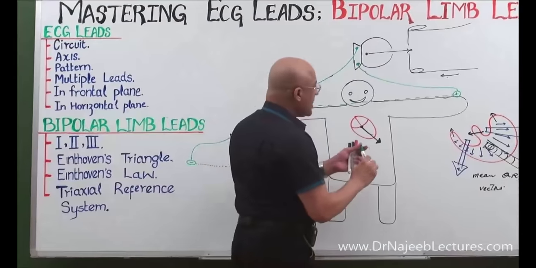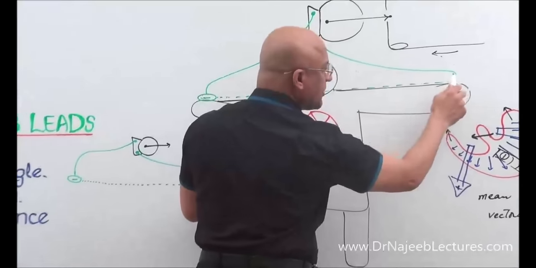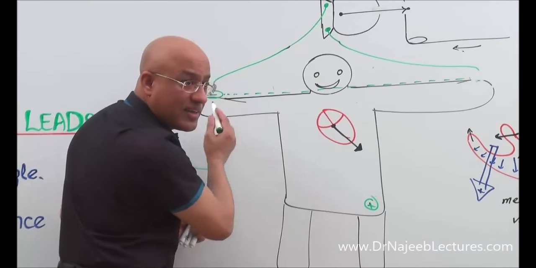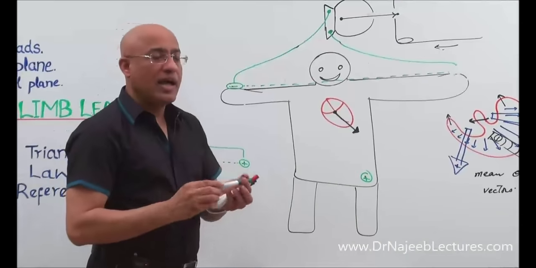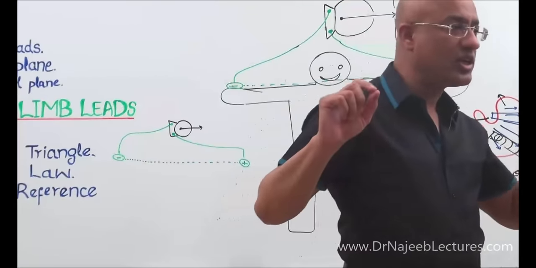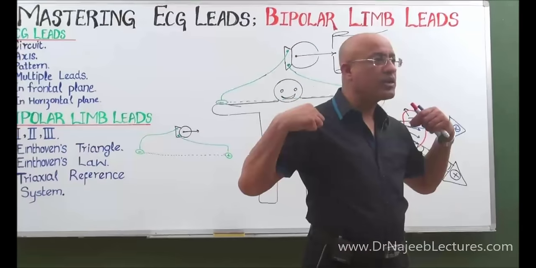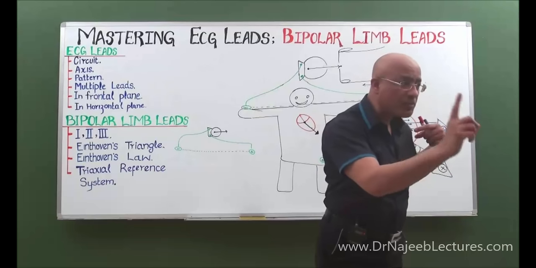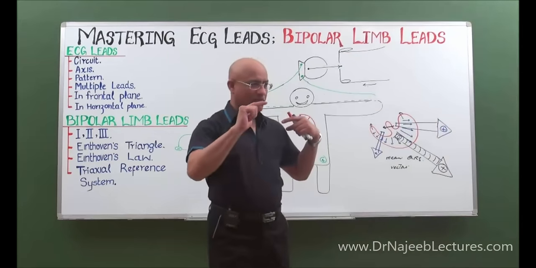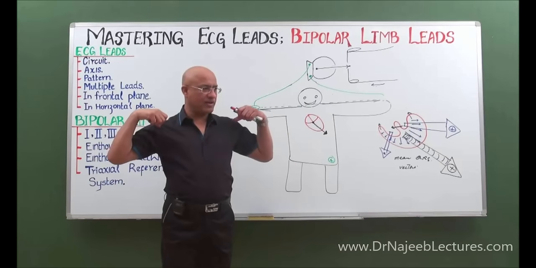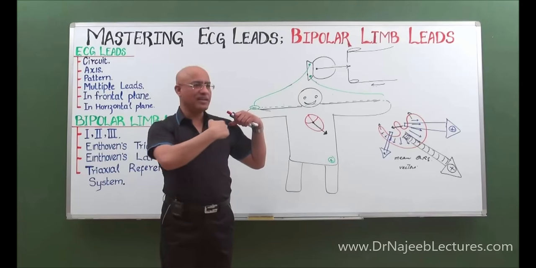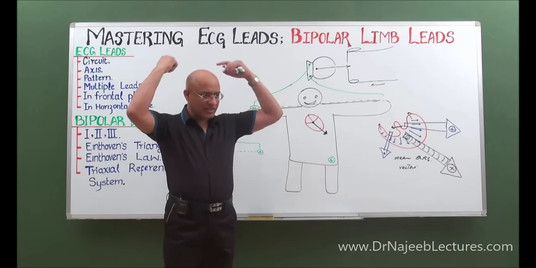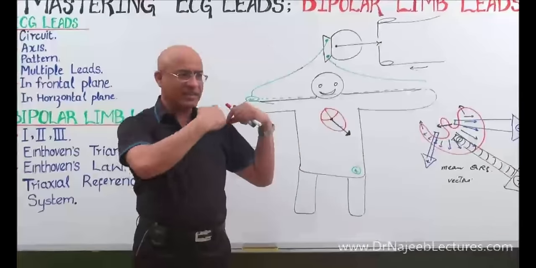Let's suppose I remove this positive electrode from here and put the positive electrode there, then the electrical axis will become a different direction. So the electrical axis of the lead is determined by the placement of the electrodes on the body. Again, I will repeat: if I put a negative electrode here and a positive electrode here, this is the axis of the lead. And these two electrodes with wires connected to the machine, this is the circuit of the lead. So there is a circuit of the lead, and there is an axis of the lead.